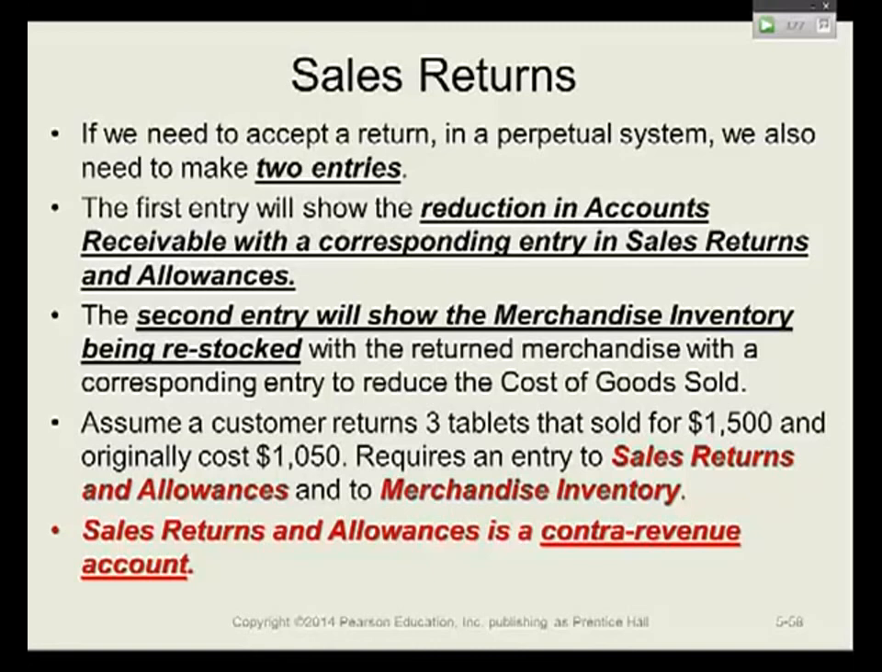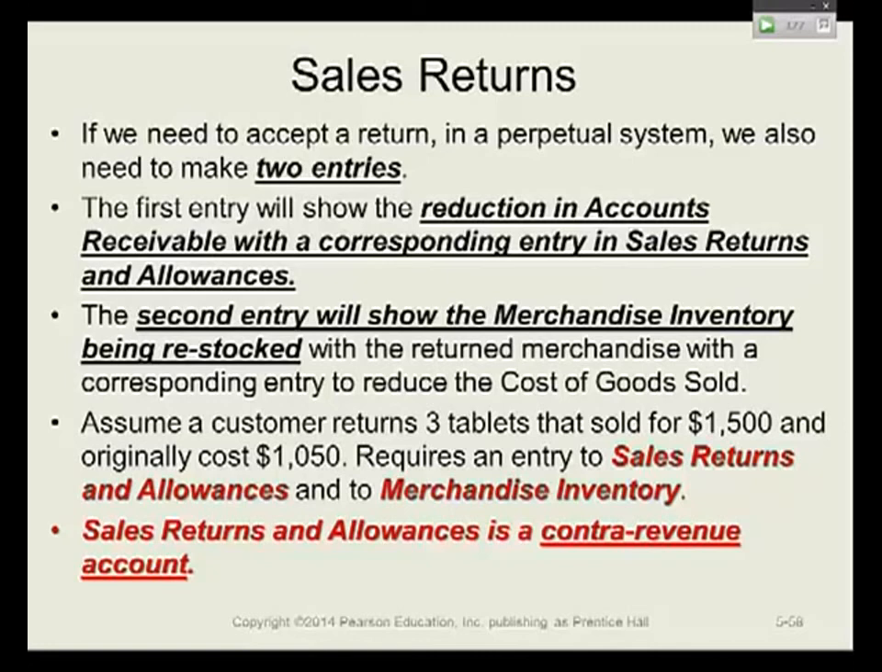The first one, if you have a sales return, you have to reduce accounts receivable, and there's going to be a contra account called sales returns and allowances. The second entry is going to reduce the inventory and the cost of goods sold. Now, I'm going to get back to this idea of the contra account in a second. But sales returns and allowances is a contra revenue account, and it is used for a very particular reason.